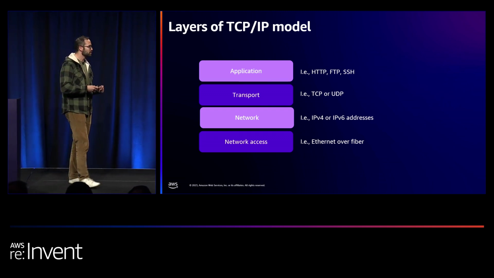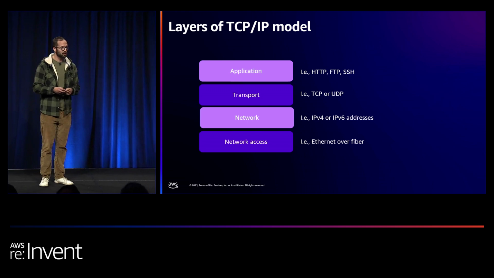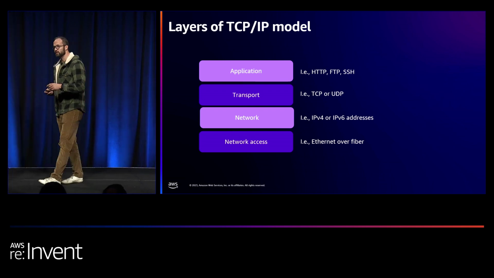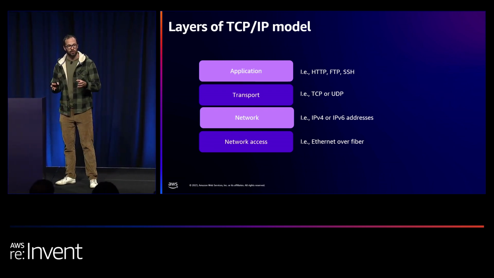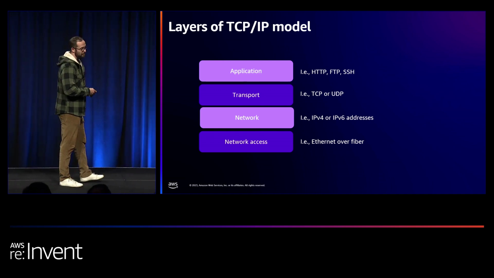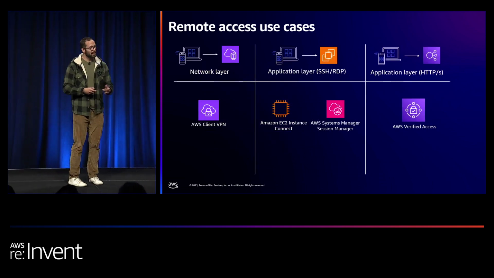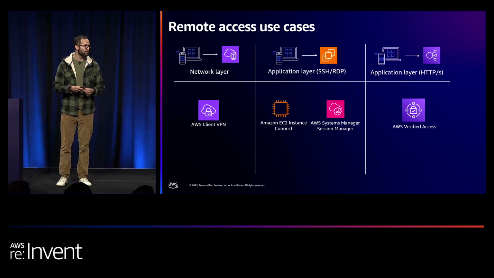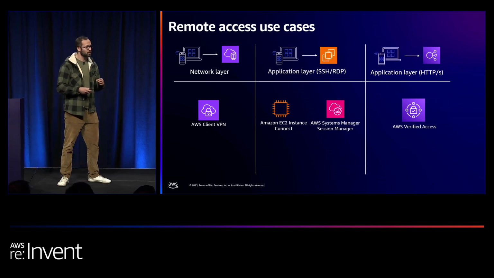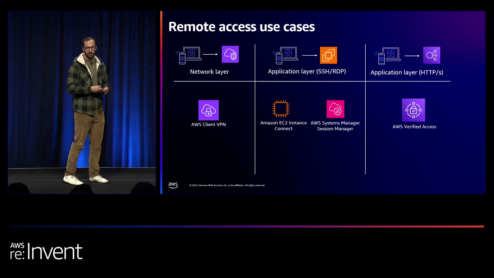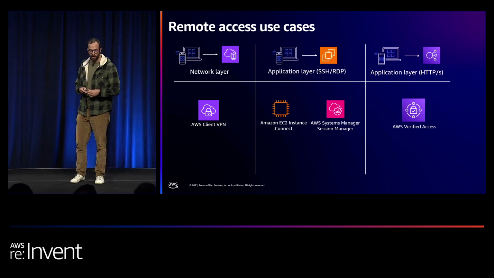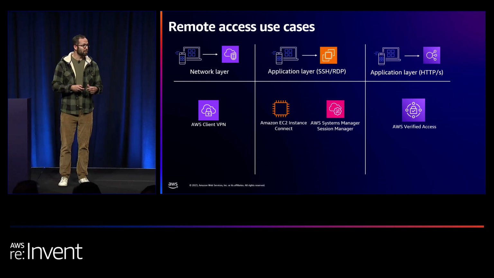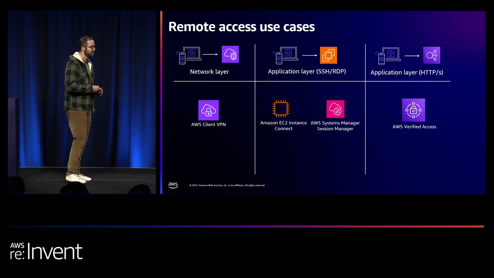And today, the two different use cases are going to be network access, so giving access to a remote user to effectively your IP addresses, and then separate use cases around application layer access, so granular access to a particular application. And if we divide some of the AWS services that we have into those categories, for network level access, we're going to talk about AWS Client VPN. For the application use case with SSH and RDP, we'll talk about Amazon EC2 Instance Connect, as well as Session Manager, which is part of Systems Manager. And then for application layer, we talk about Verified Access, AWS Verified Access, AVA.